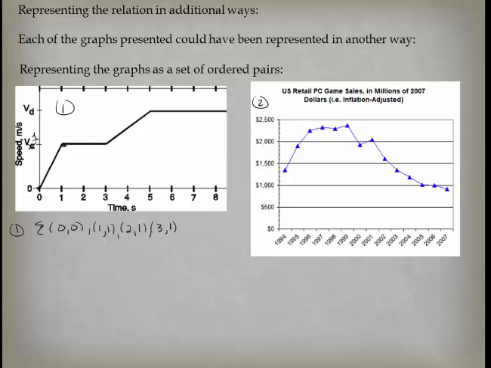And then 4 was increasing. We're about here, so we'll call that maybe 1.5. And then we have 5, 2, 6, 2, 7, 2, and 8, 2.